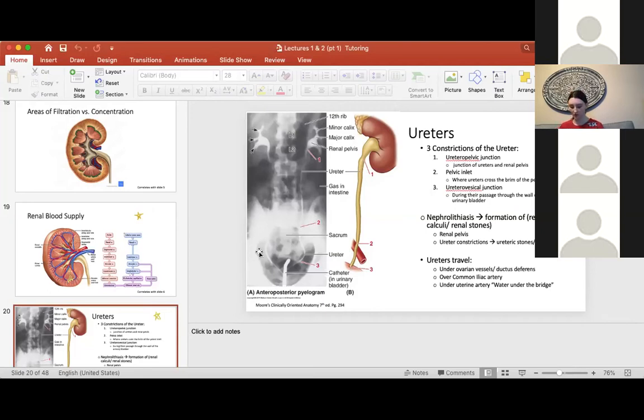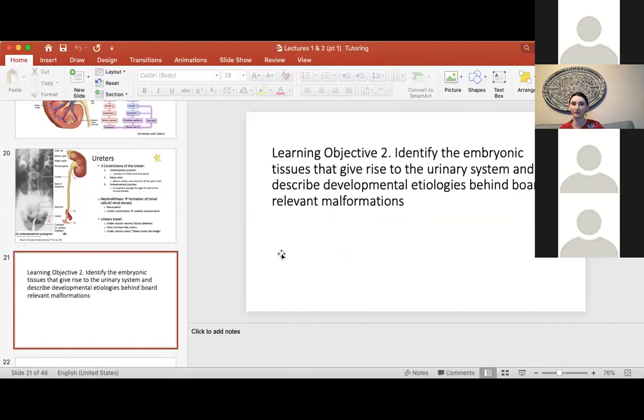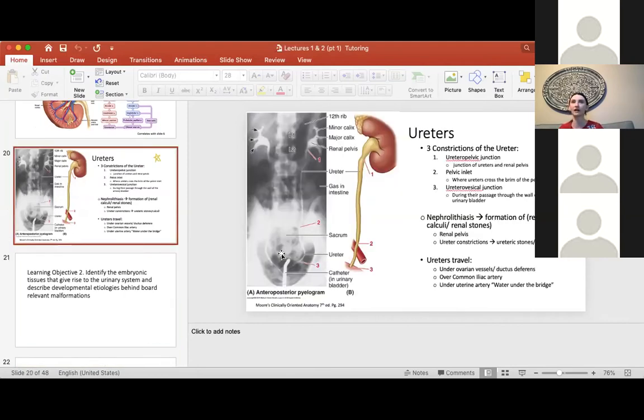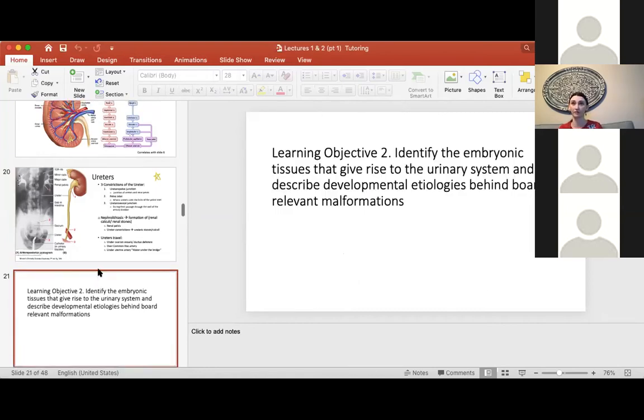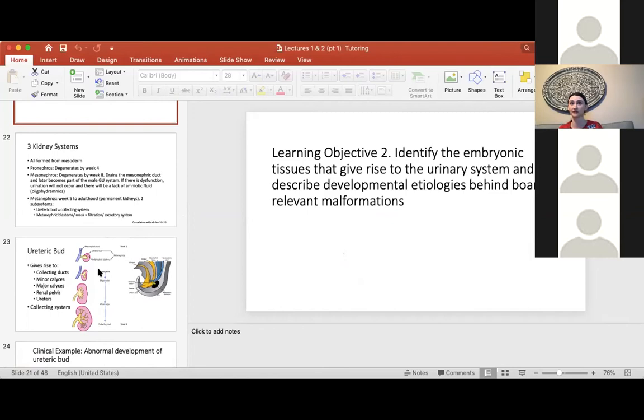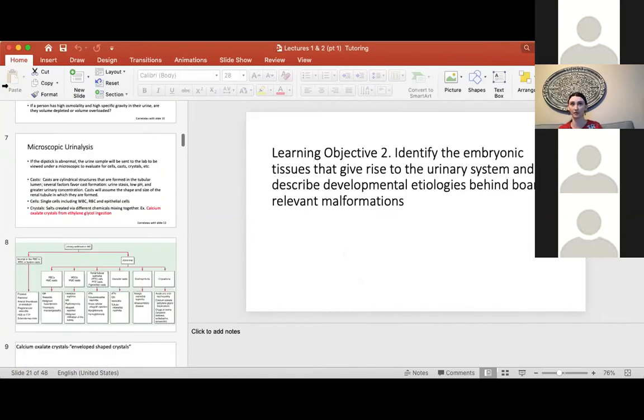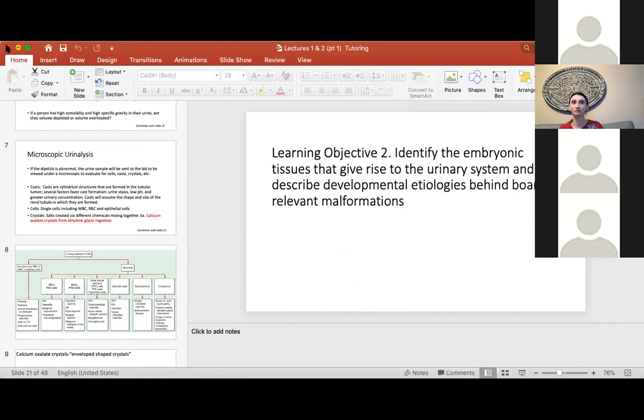I would look over this. I would look over cadaver pictures to make sure that I could identify ureters. Hint, hint, wink, wink. Okay, so that's everything because she did not cover this. So I'm going to switch to the next PowerPoint. I don't like them to get too long.